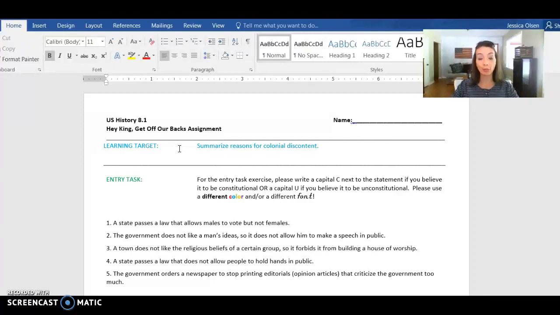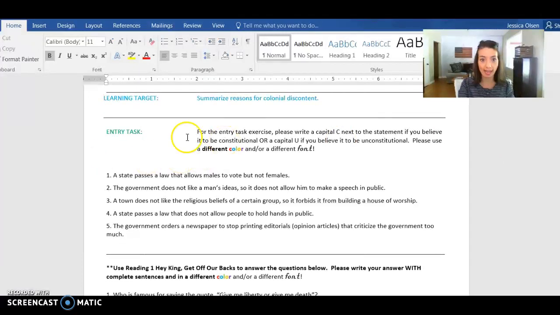And so having read the reading document, Hey King, Get Off Our Backs, in completing this assignment, you should be able to summarize the reasons why the colonists were so unhappy, why they were feeling this discontent. Okay, so here we go. Here's the entry task. Always do the entry task, guys. It's at the top of all of your assignments, and it's supposed to get your brain going with what you are going to be doing for the lesson.